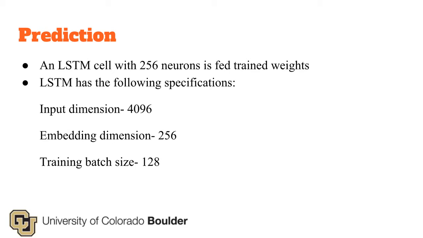In our project, we create an LSTM cell using Keras with 256 neurons and feed it with the trained weights, which were obtained after running the Flickr 30K dataset. Our LSTM has the following dimensions: input dimension of 4096, embedding dimension of 256, and a training batch size of 128. Having a smaller batch size for training helps in controlling the memory usage and the number of updates that propagate through the network.